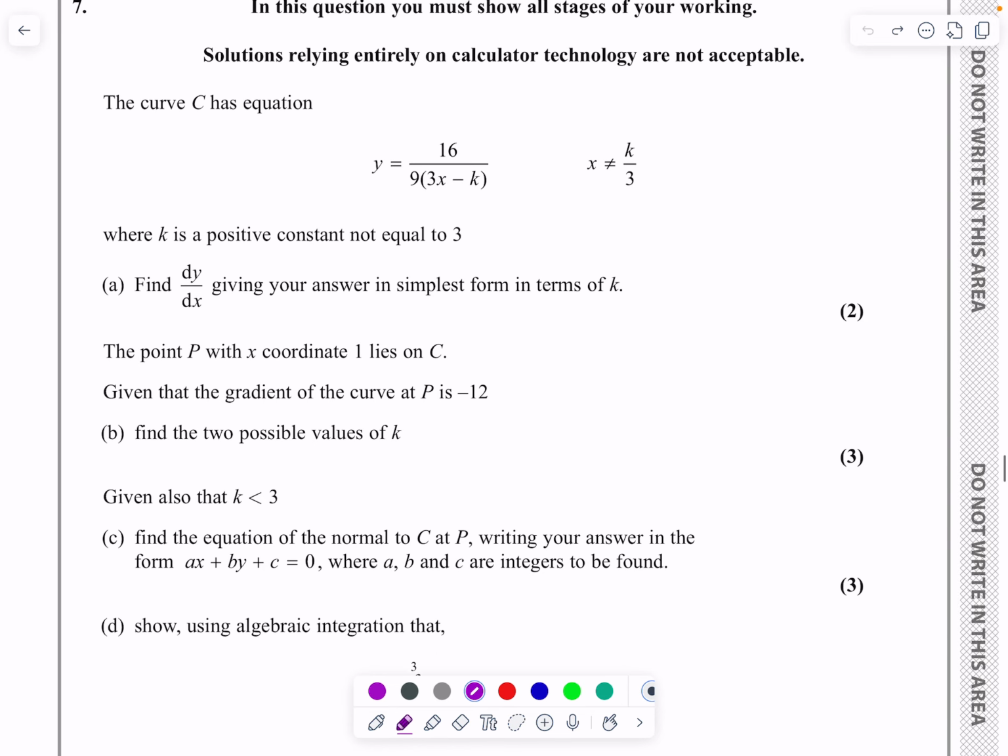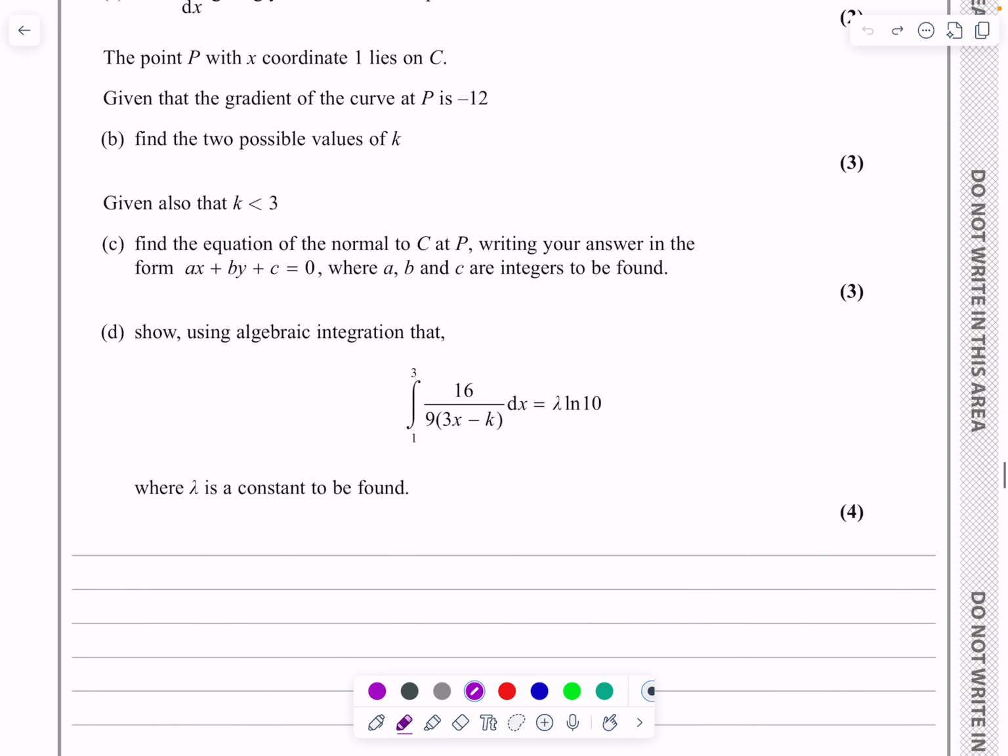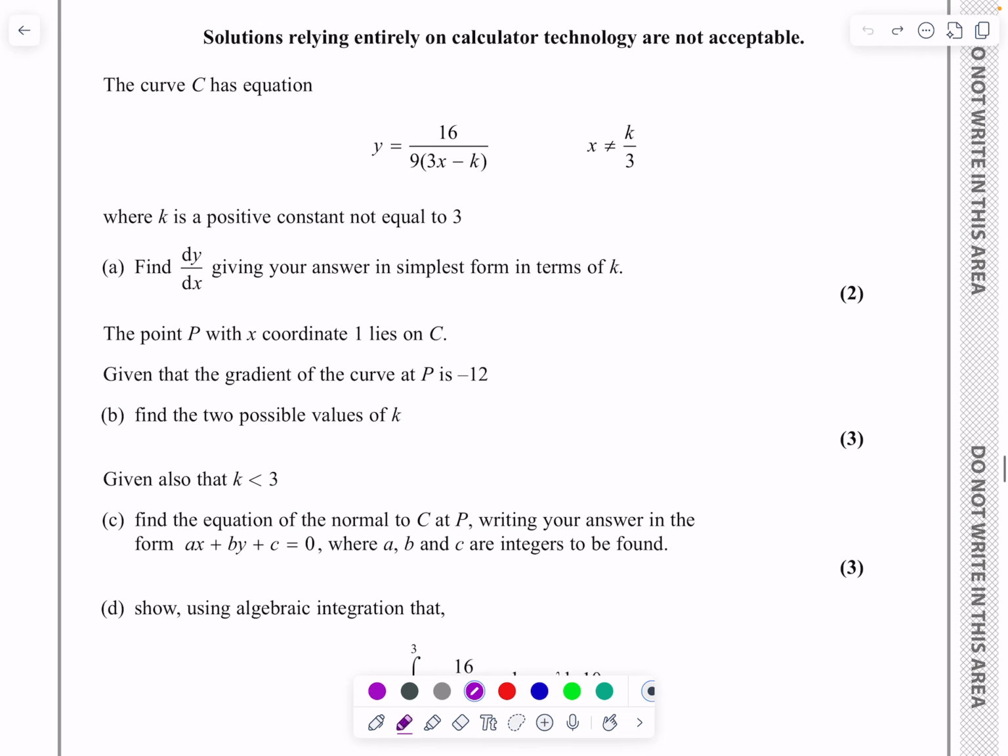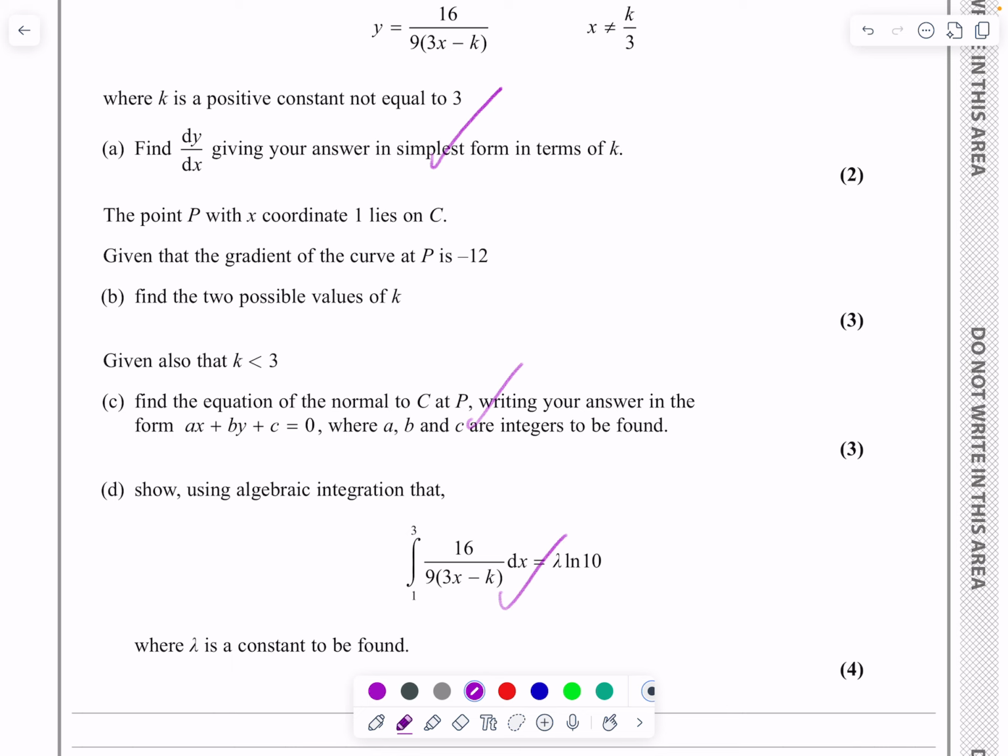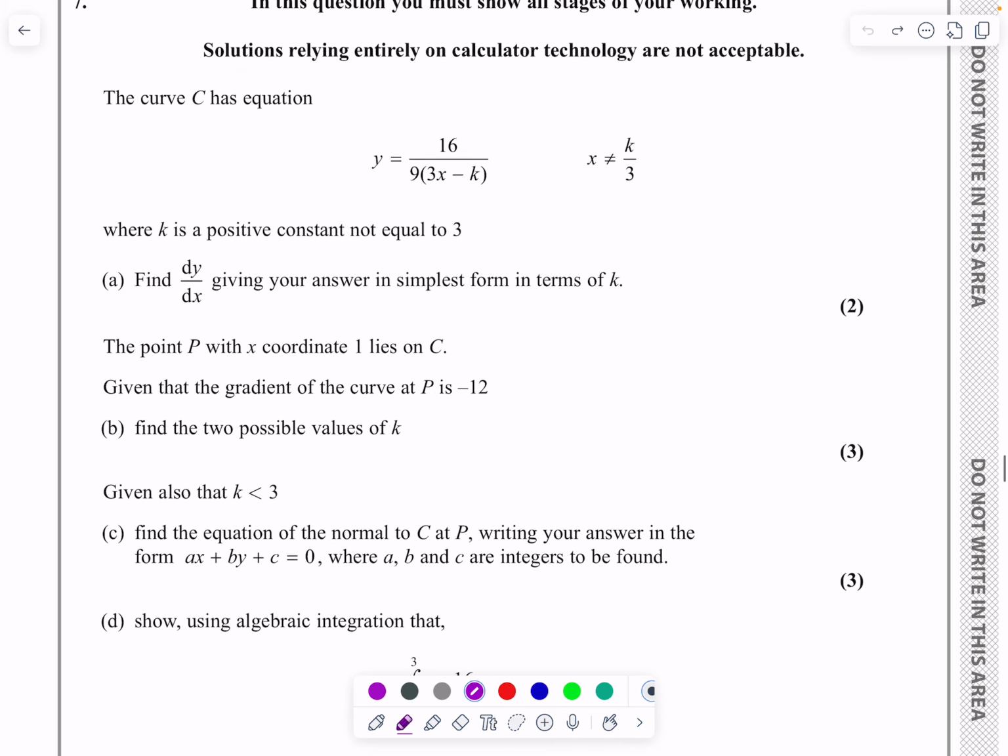Okay, this is the P3 paper from January 2024. It's question number 7, and this is a mixture of topics. We've got a little bit of work on differentiation. We've got finding the equation of a normal, but then after that, we've also got some integration. So let's jump in and have a look at what they're asking us to do.